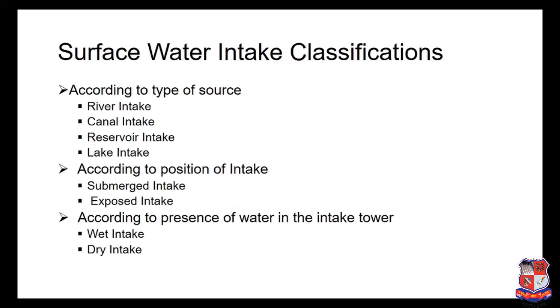If we talk about surface water intake classification, it can be classified under 3 categories. First is according to type of source, that means a river, canal, reservoir, or lake. If we are providing intake in a river, then it is called river intake. If we are providing intake in a canal, then canal intake. Same way, reservoir intake and lake intake.